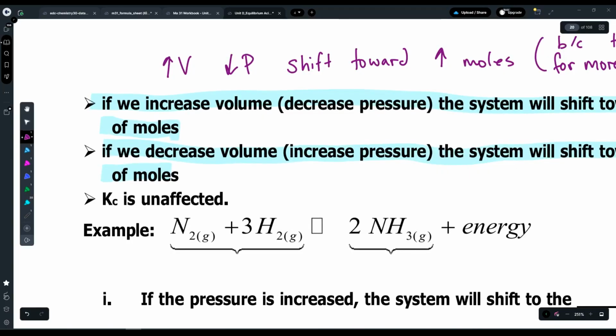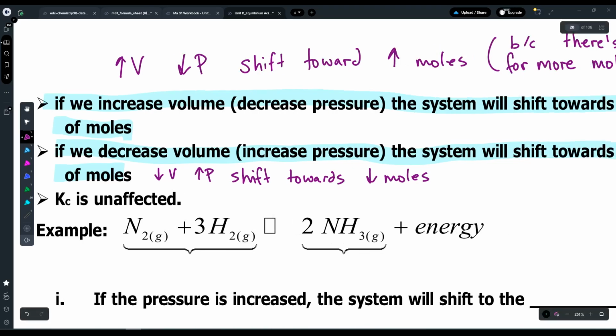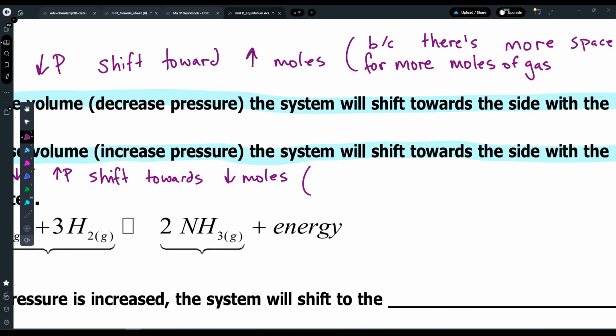So let's summarize that. If we decrease volume, you're going to increase pressure, and equilibrium will shift towards the side that has less moles, and that is because there's less space for the moles of gas.